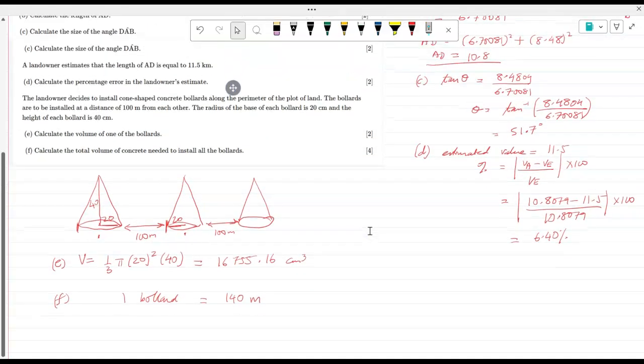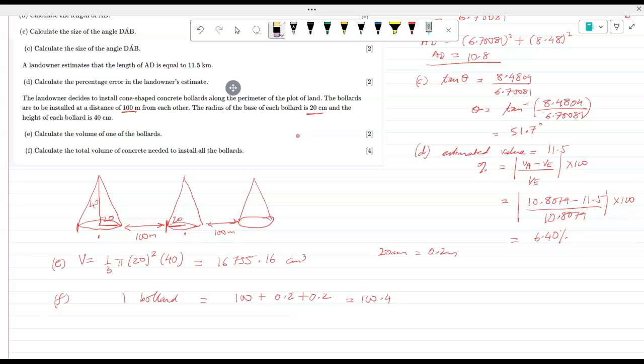Oh, sorry, I made a mistake. There's centimeters there. So this is 100 meters and this is centimeters. Correct? So it will be 100 plus 0.2 plus 0.2. You have to convert your 20 centimeters to meters. You divide by 100. 100.4 meters is from the start of one bollard to the start of the second bollard.